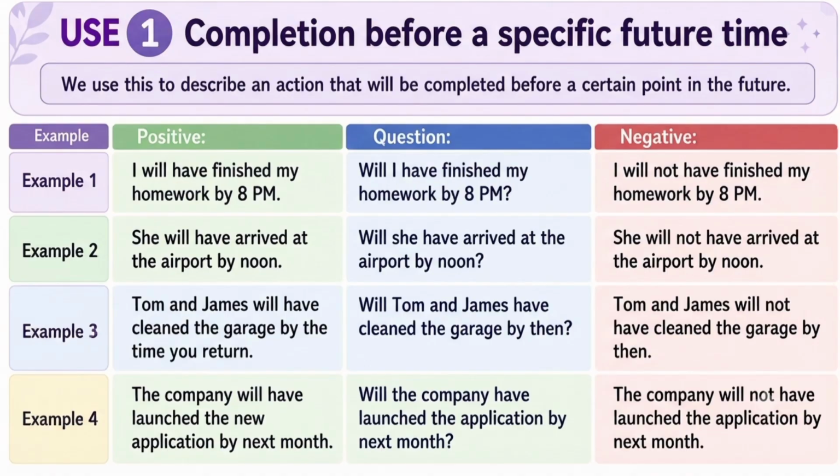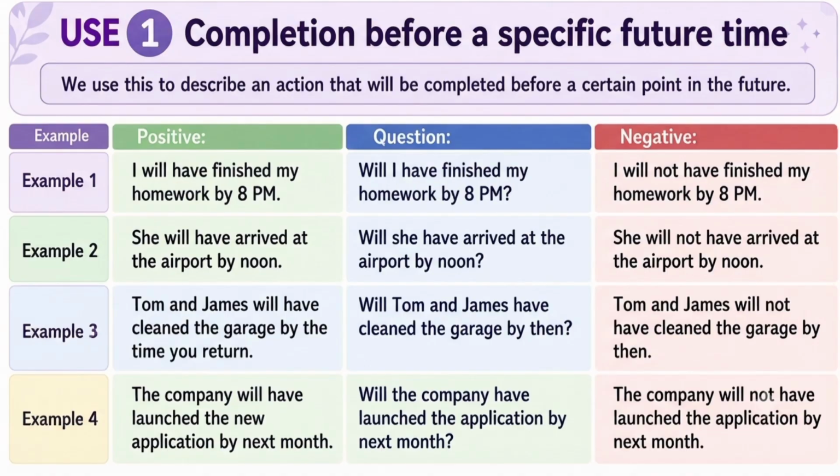Now the second example. "She will have arrived at the airport by noon." This means she will reach the airport before noon. The question is "Will she have arrived at the airport by noon?" The negative sentence is "She will not have arrived at the airport by noon." Now the third example. "Tom and James will have cleaned the garage by the time you return." This means the garage will already be clean before you come back. The question is "Will Tom and James have cleaned the garage by then?" The negative sentence is "Tom and James will not have cleaned the garage by then."